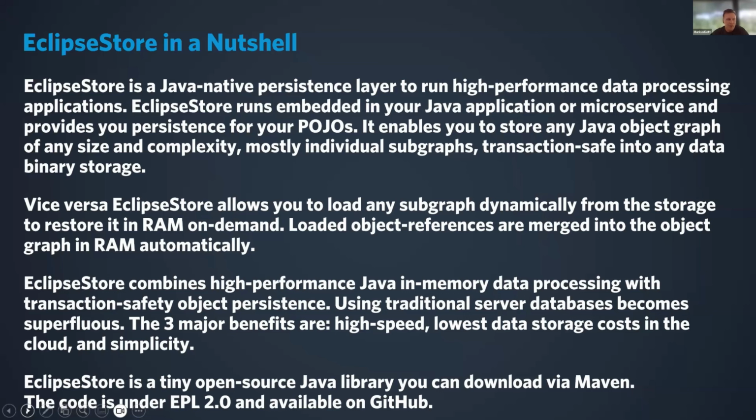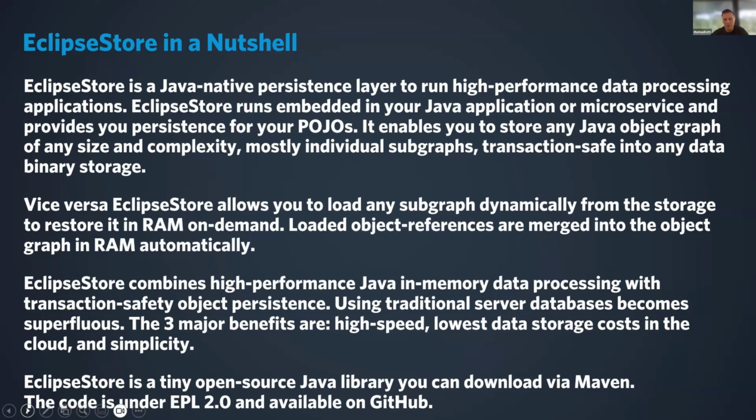So, and there are actually 3 benefits coming with the EclipseStore. First is high performance. So you will be able to build ultra fast in-memory database applications. It's because of the performance of Java. You can save, so we say more than 90% database costs in the cloud because EclipseStore only requires a binary data storage and you don't need a database system anymore.